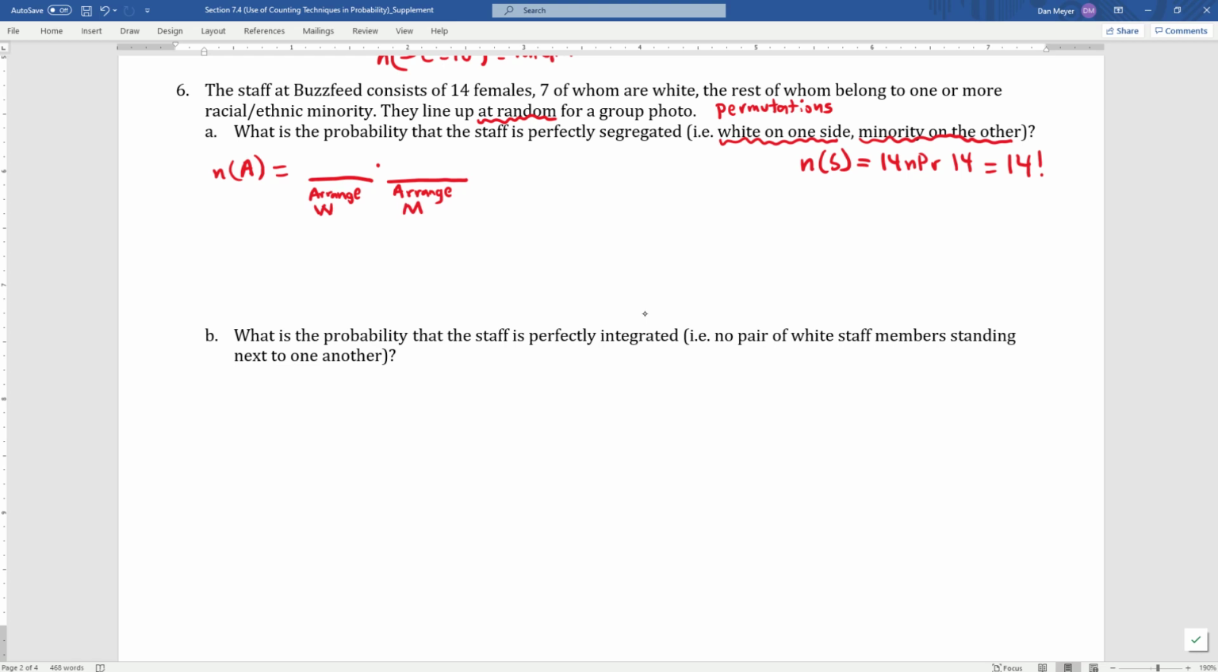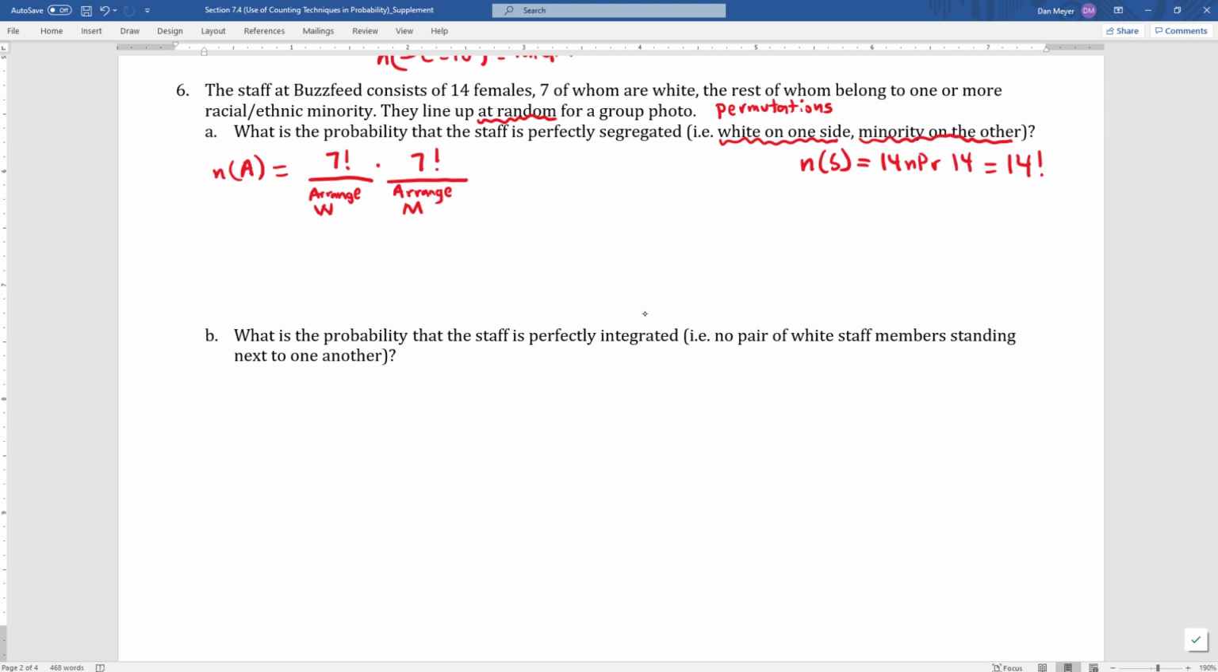So let's see, there's seven white staff members, so there's 7 factorial ways to arrange the white staff members. And then since there's 14 total, 14 minus 7 is also 7. There'll be 7 factorial ways to arrange the minority staff members, because again, there's 7 in each of those groups.